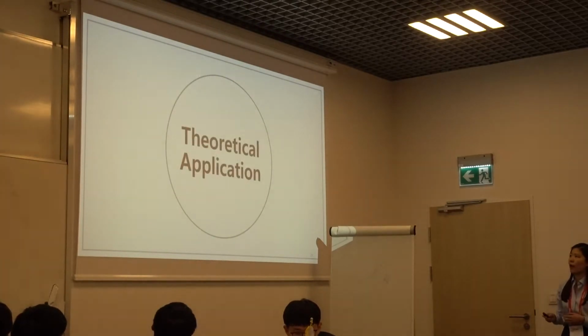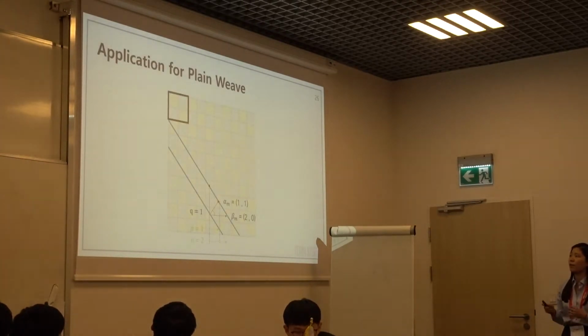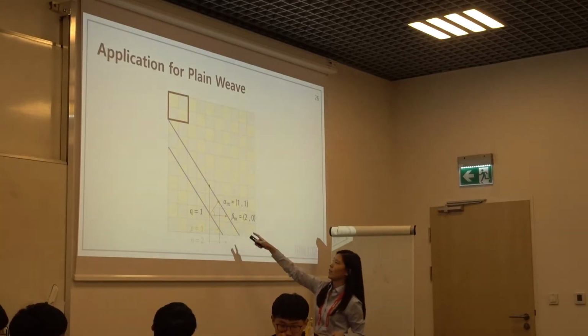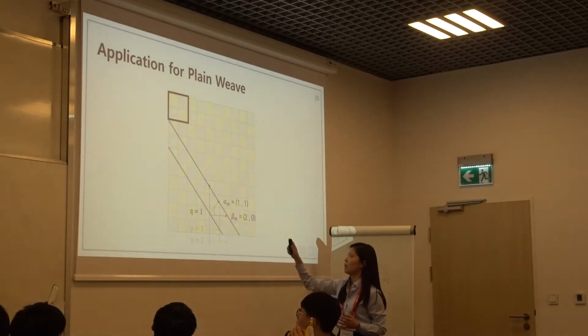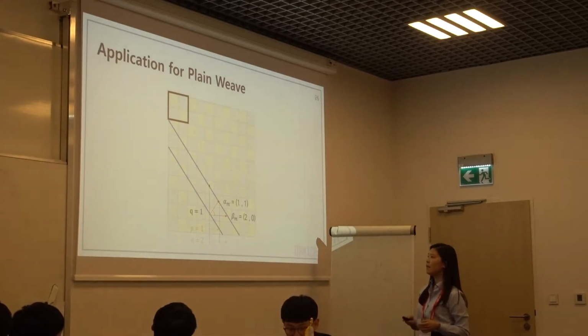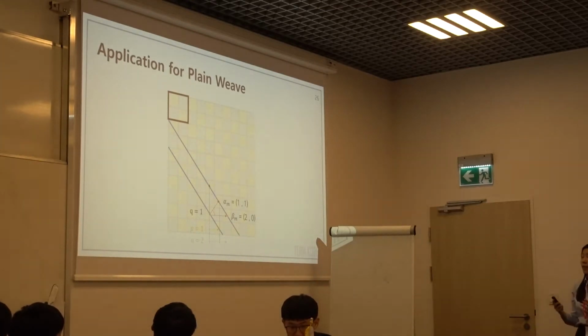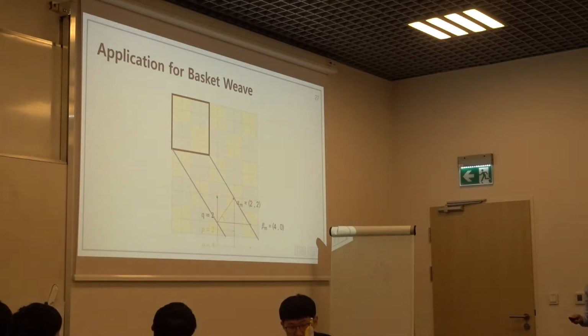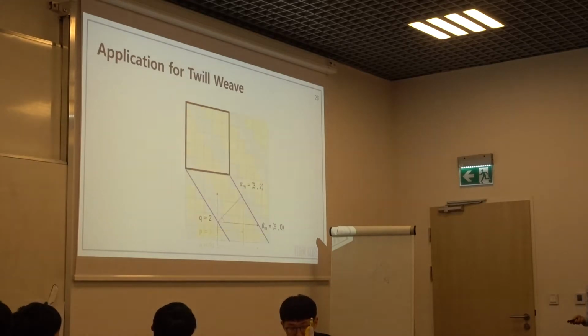Now for a theoretical application, we're going to use this method first for plane weave, where, as you can see, this would be the one base unit, and each of them could be defined by alpha m and theta m. And Q1, P1, N2 will be the ones that define the pattern itself. This could be applied to basket weave and twill weave as well.